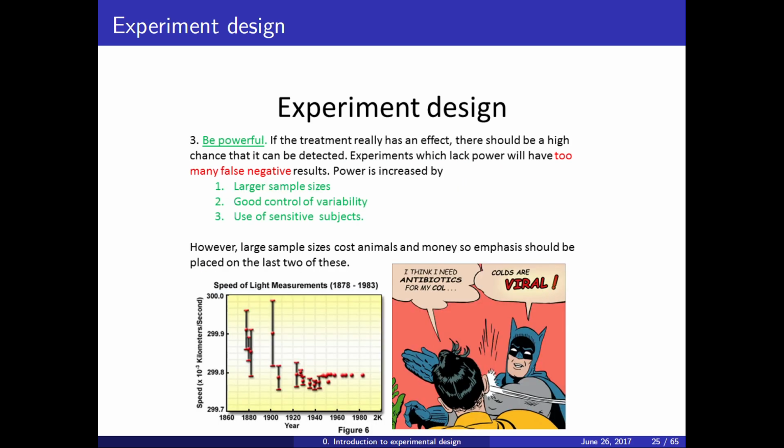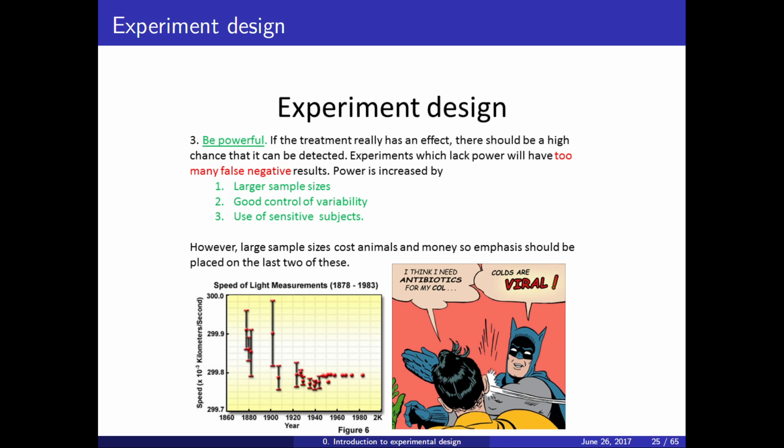And experiment design should be powerful, and powerful in several ways. So to be powerful means that if the treatment really has an effect, there should be a high chance of it being detected, so that you don't make false negatives or miss many important or interesting effects. And the power is increased by three things. One of them has already appeared, that is larger sample sizes. The second one is a good control of variability.